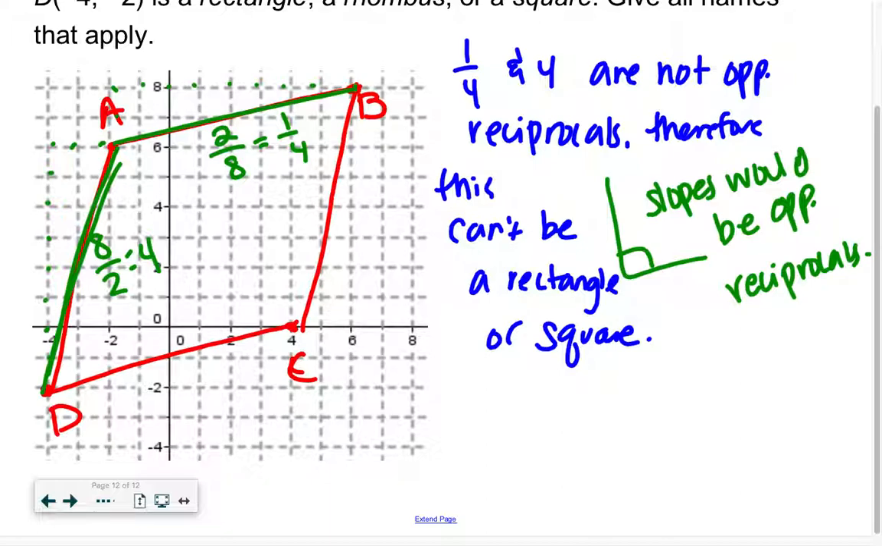If they were opposite reciprocals, then there would be right angles, and you would have more reason to say it was a rectangle or a square. Now, you can use any property of these shapes to prove it's a rectangle, rhombus, or square, but you do have to show work. You cannot just tell us this is a rhombus because there's no right angles. You have to prove it.